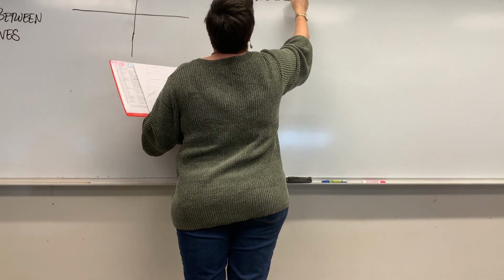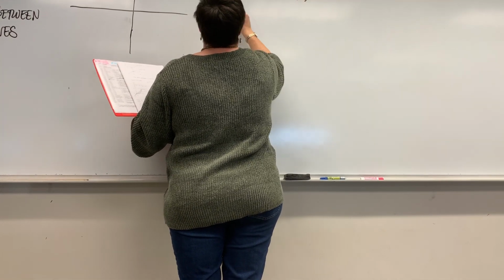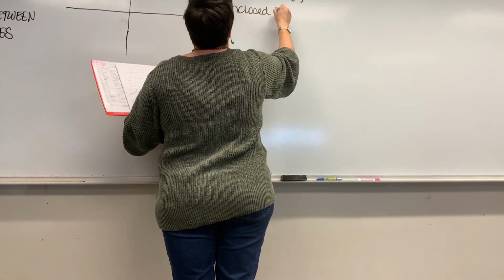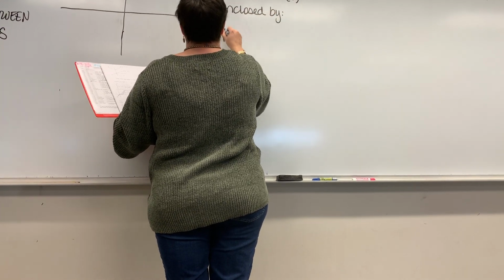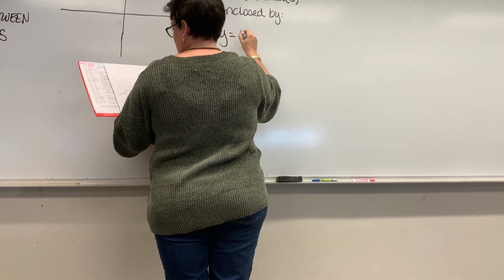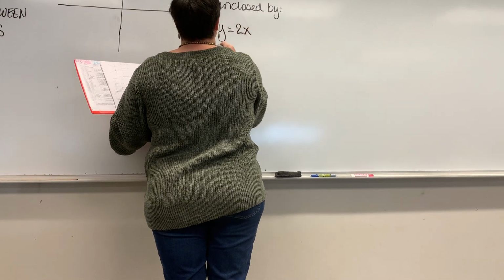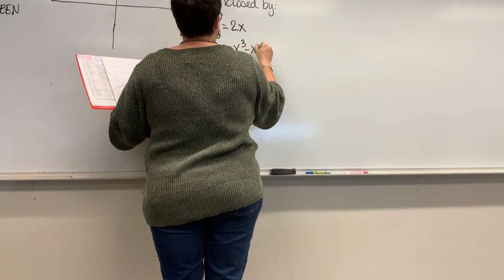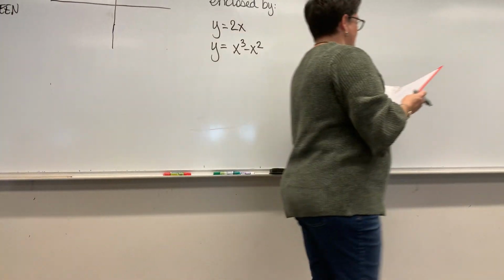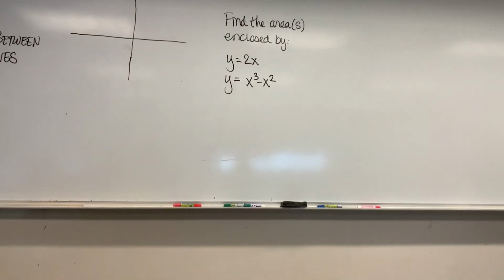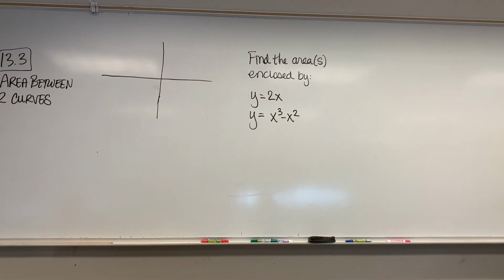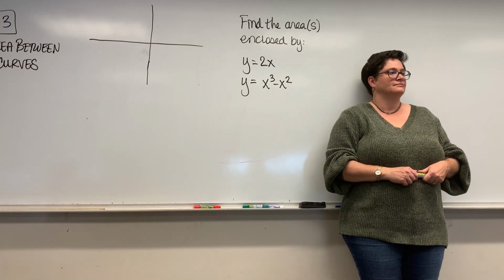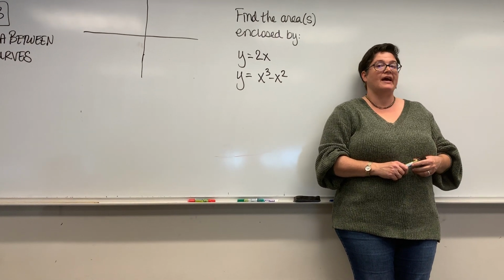Find the area or areas enclosed by y equals 2x and y equals x cubed minus x squared. What's the easiest way to figure that out? Graph it. Yeah, graph it.